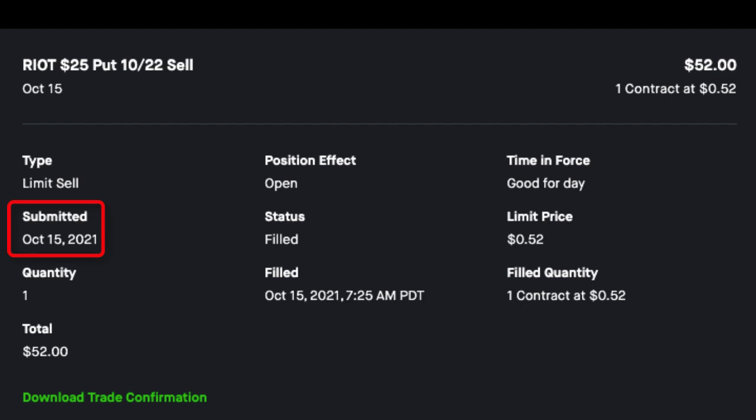Now I submitted this order on October 15th, which makes the length of this option contract 7 days. So this is a 1-week option contract. Now it was filled later that morning at 7:25 a.m. Pacific time. At that time, the option was paying 52 cents per share in premium. And when this option contract got filled, I received $52 as the premium payment, which showed up as a credit deposited immediately into my trading account.